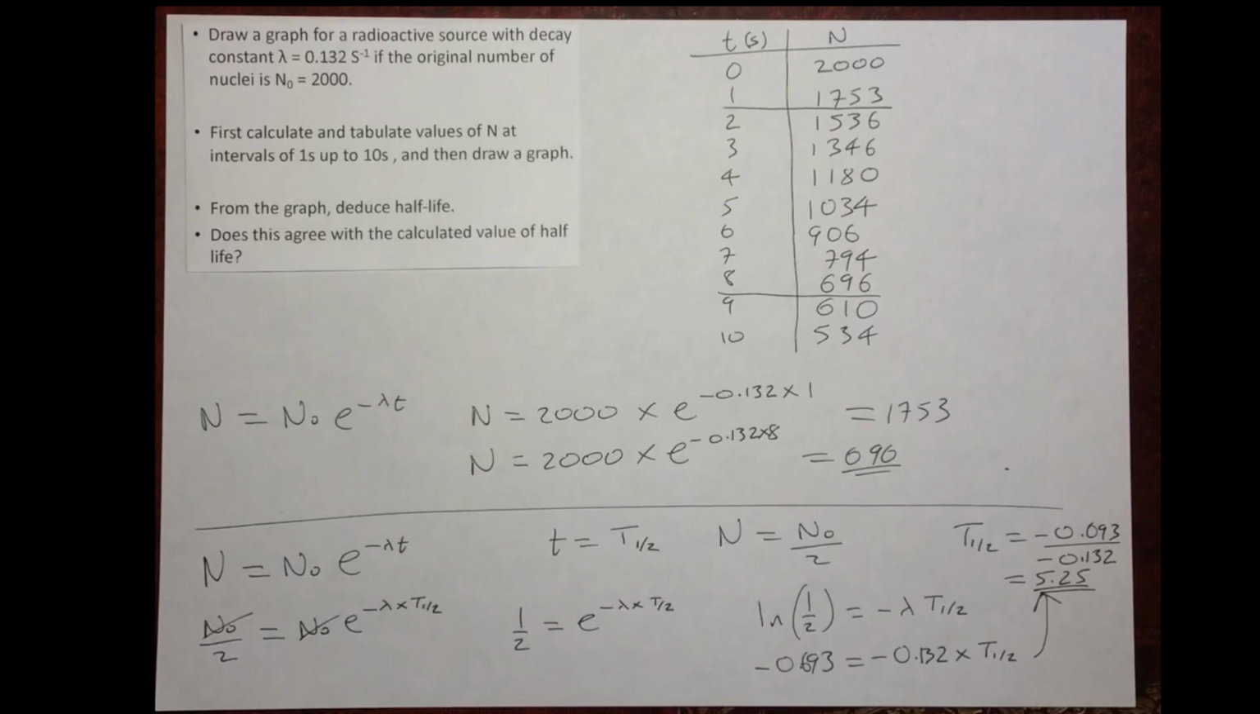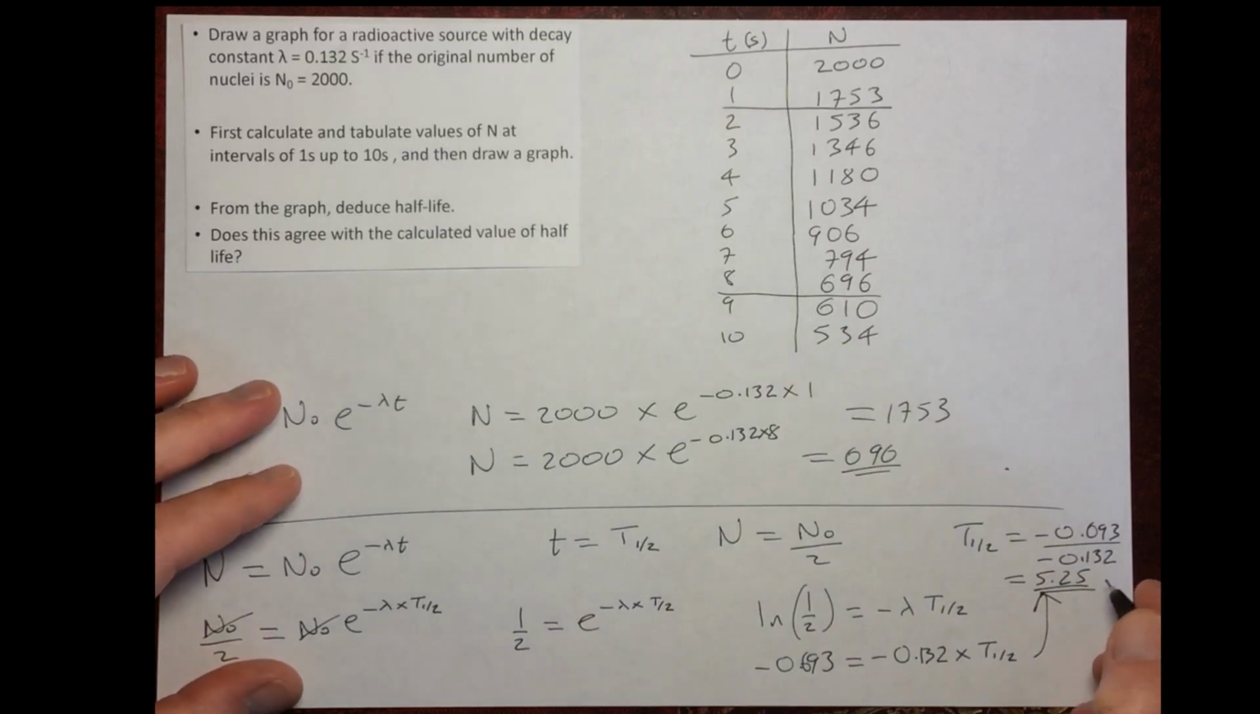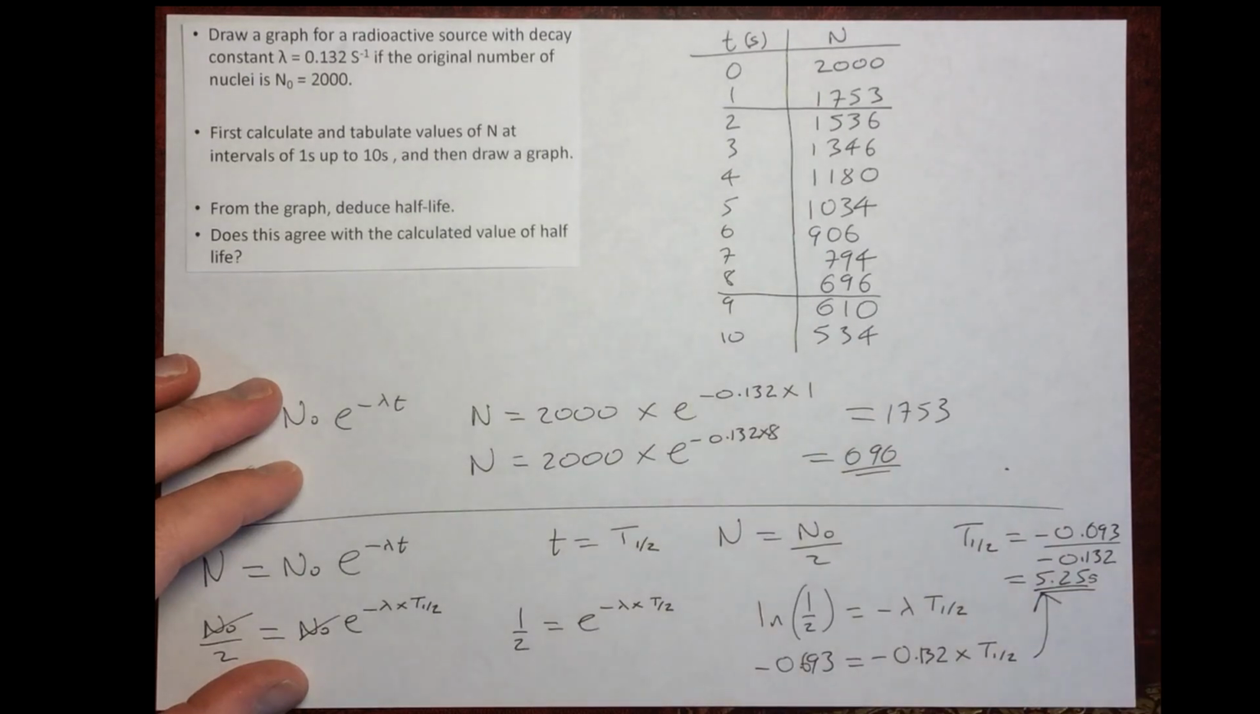Now, having completed this question, or the first part of it anyway, obviously you need to draw the graph, but don't forget when calculating the half-life you need to include a unit, and this is a time. The half-life is a time, so the unit is seconds. So it's 5.25 seconds.